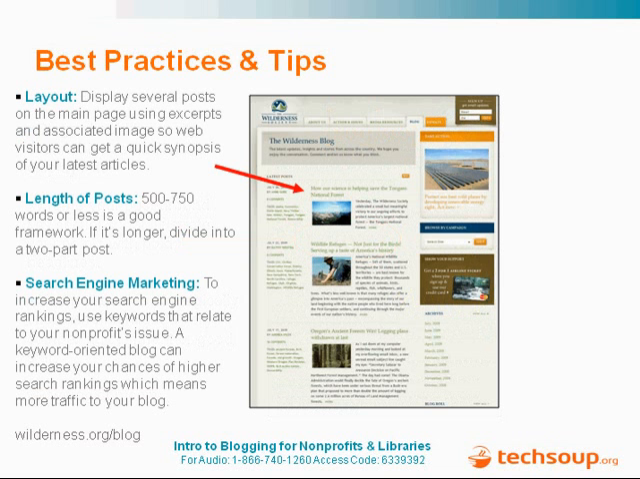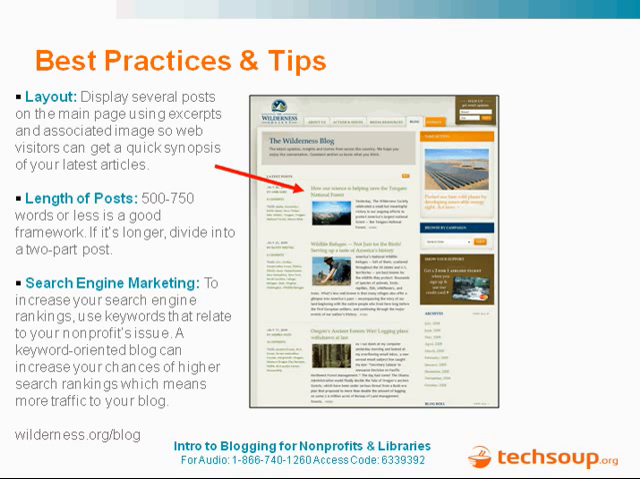And then the length of post, that's another common question. I like to say that the length of a post should be around 500 to 750 words or less. If it's longer, you can divide it into a two-part post, which is also kind of nice because you have a little bit of suspense as to what the reader is going to be looking for next, and then hopefully they'll come back and read it the next day or whenever you decide that you want to post that second post. But definitely tell them, if you're going to use that type of format, when to expect that next post in that two-part series.